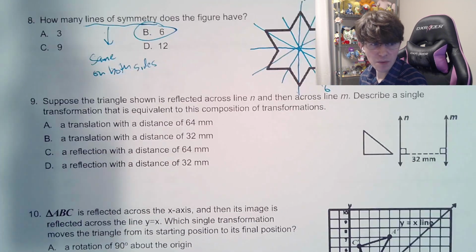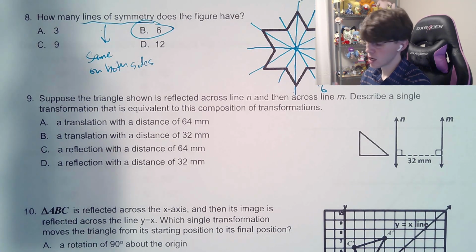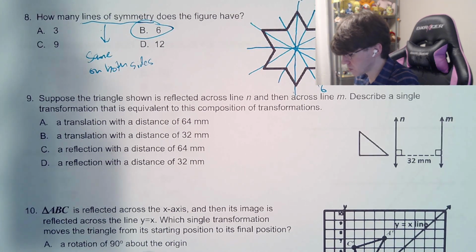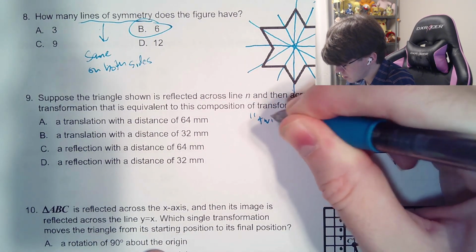Okay, number 9. Suppose the triangle shown is reflected across this line N and then reflected across it again. Anytime you're doing a reflection twice like this, it always moves twice the distance between the lines.